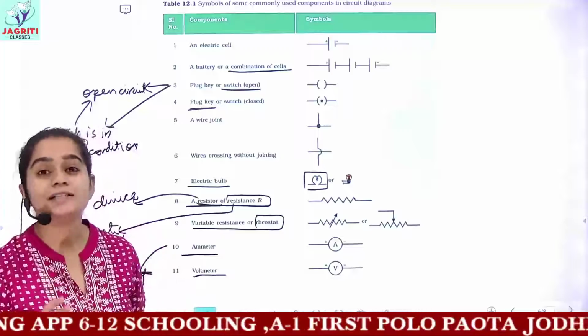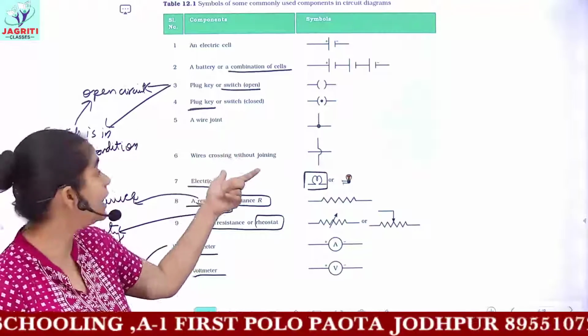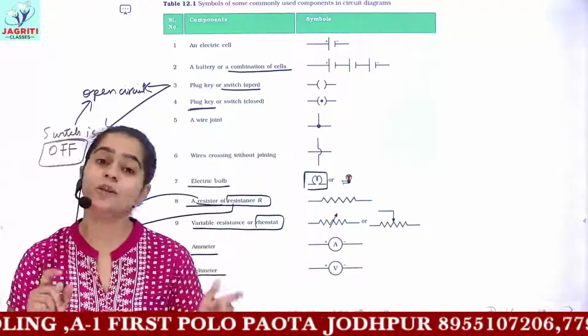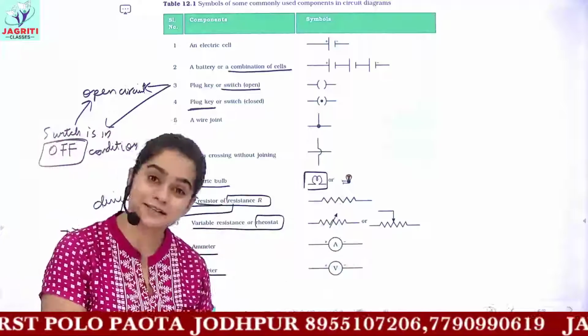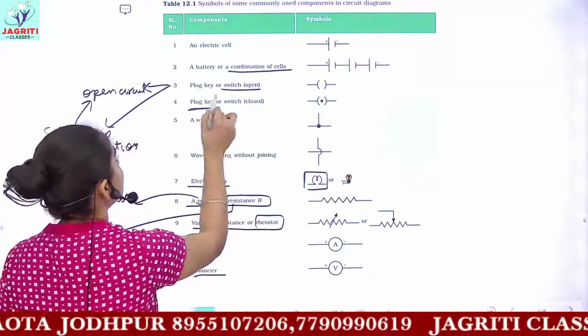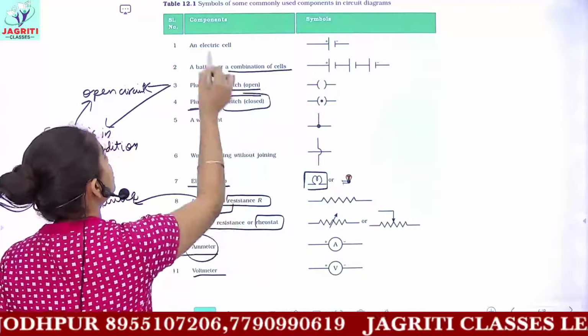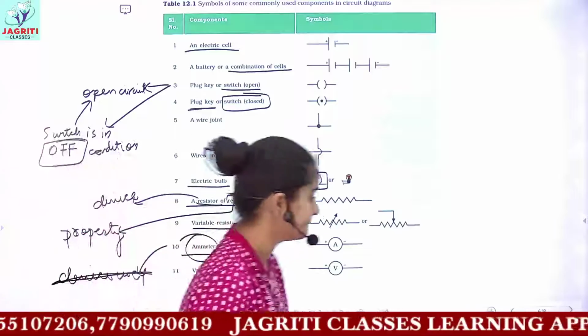You can be asked a direct question, that how can you define or how can you symbolize the wires which are crossing without joining. So you have to draw this kind of symbol in the answer. Okay, you can be asked how to draw an ammeter, how to draw a plug key, a switch in closed condition, and how to draw a cell. So you should remember all these things, okay?